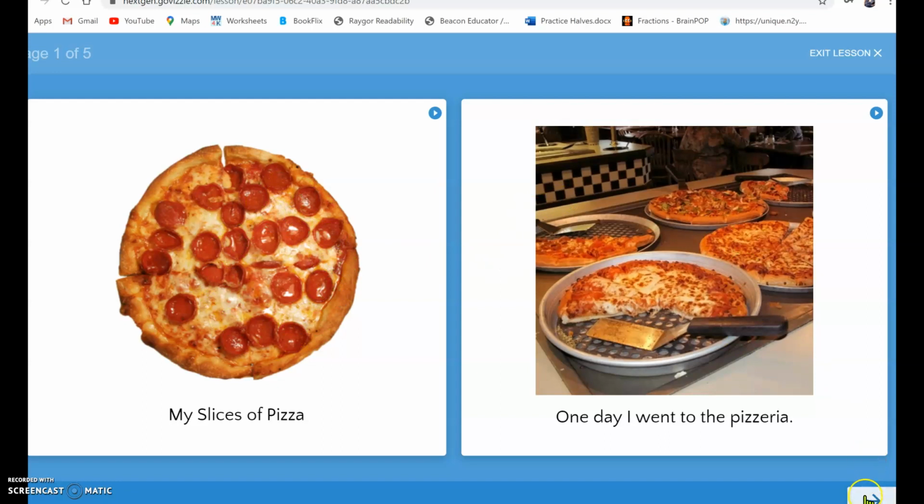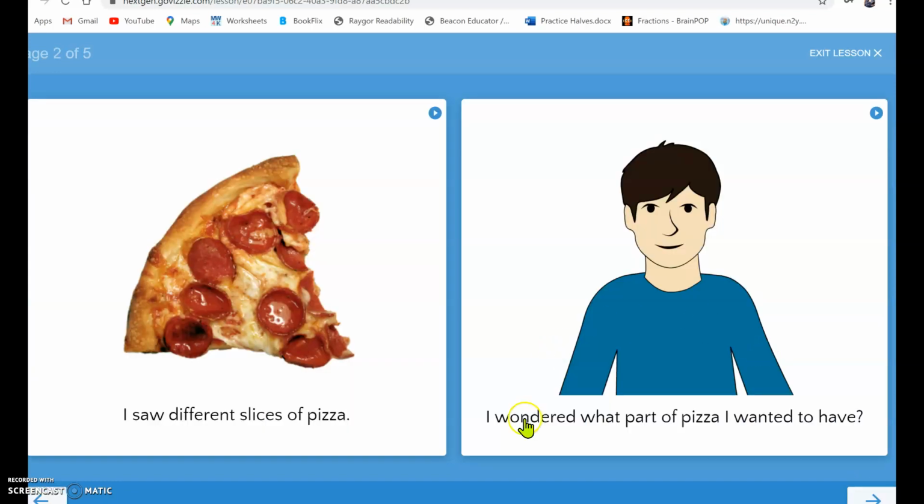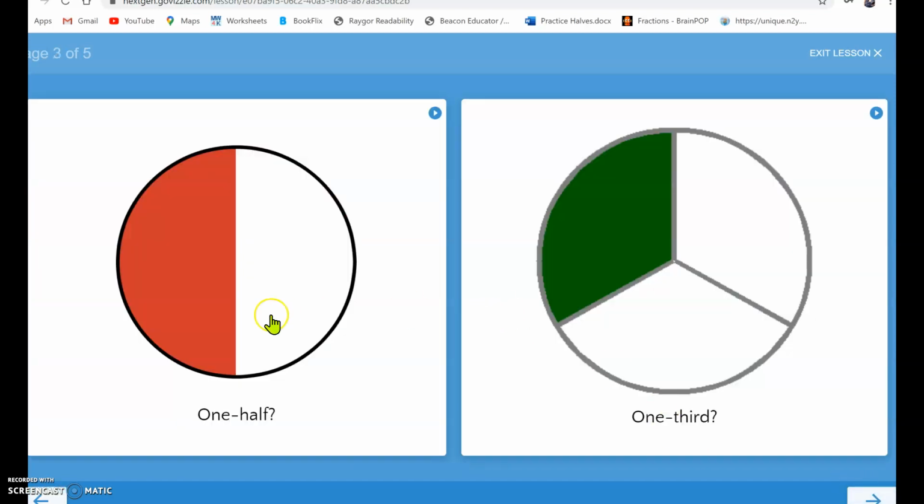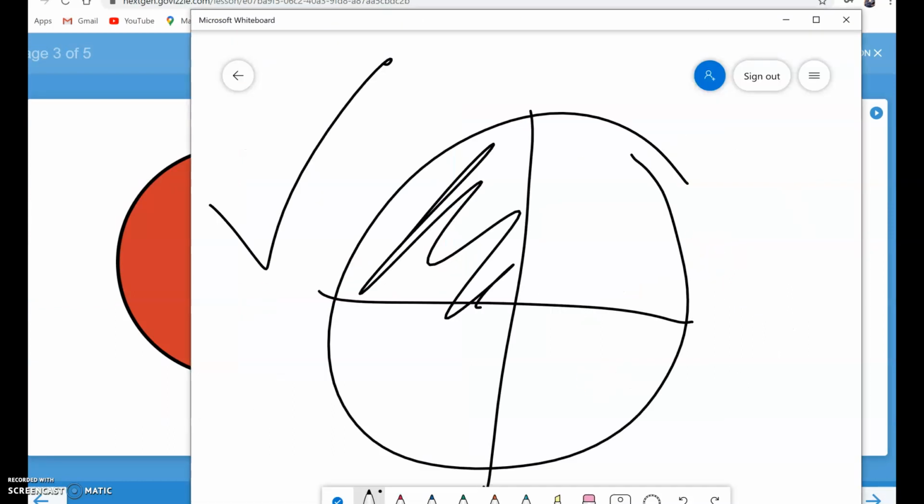But let's go on, find out. I did see different slices of pizza, but I wondered what part of pizza I wanted to have. Did I want 1/2 of a pizza or 1/3? And let's take a look at it.